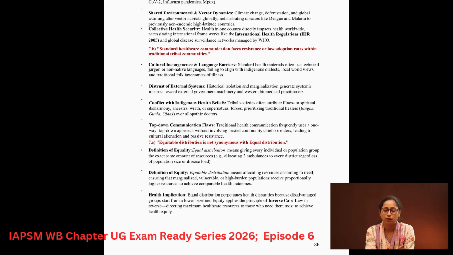Equal distribution perpetuates the health disparities, because disadvantaged groups start from a lower baseline. Equity or equitable distribution applies the principle of inverse care law in reverse, directing maximum healthcare resources to those who need them most to achieve the health equity. So, you know what are the main differences between equal distribution and equitable distribution.